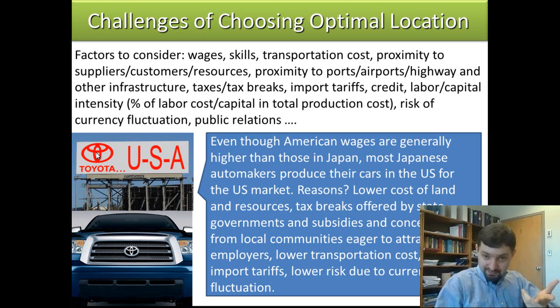Tax breaks, taxes, import tariffs, credit availability, labor and capital intensity, all those kinds of things, risks of currency fluctuations, public relations. All those are very important questions, and you will have to deal with them.